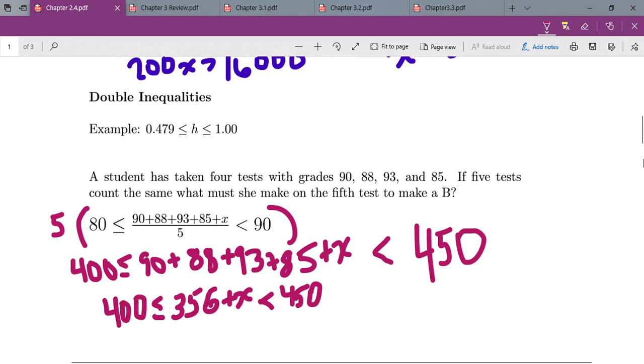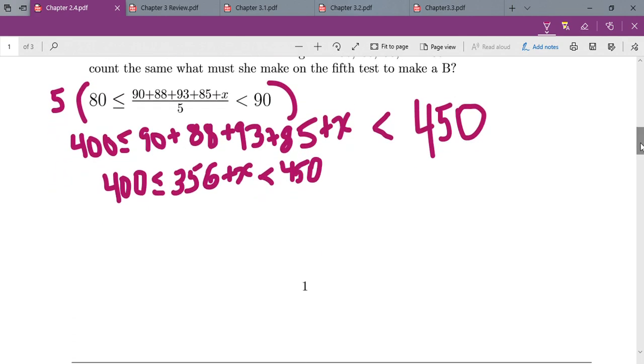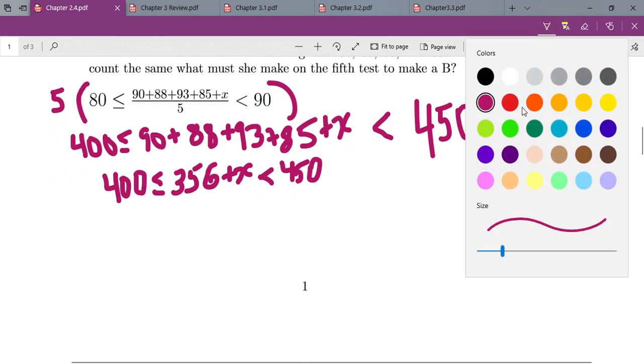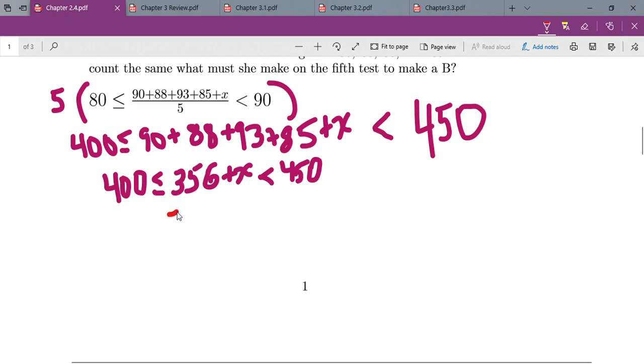Now we need to get rid of this 356. So I need to subtract it off so that I can get x by itself. I subtract it off here, I also have to subtract it off here, and I've got to subtract it off here. So I've subtracted it off all 3 pieces, so that now I can simplify it.